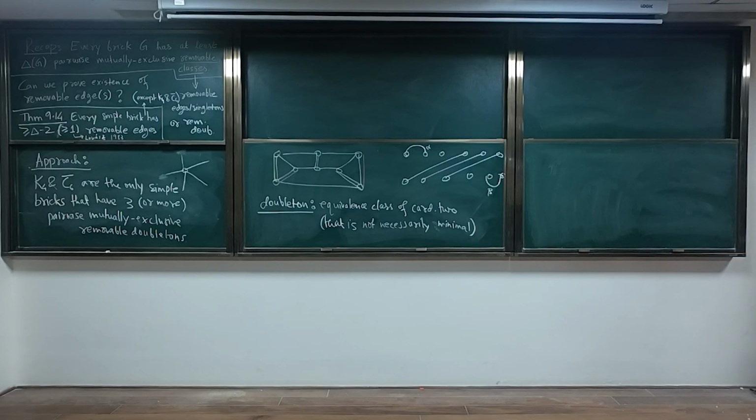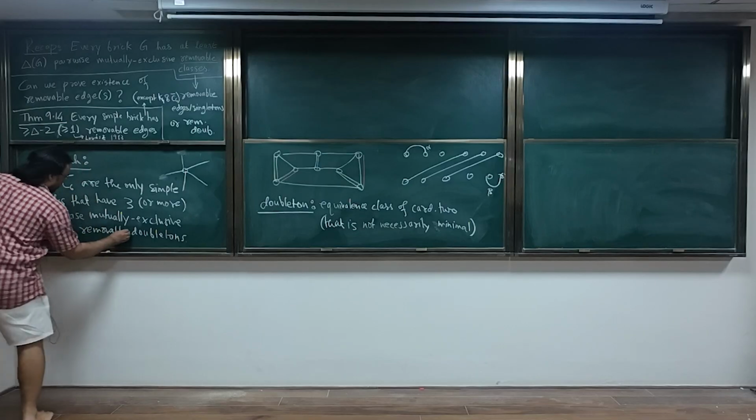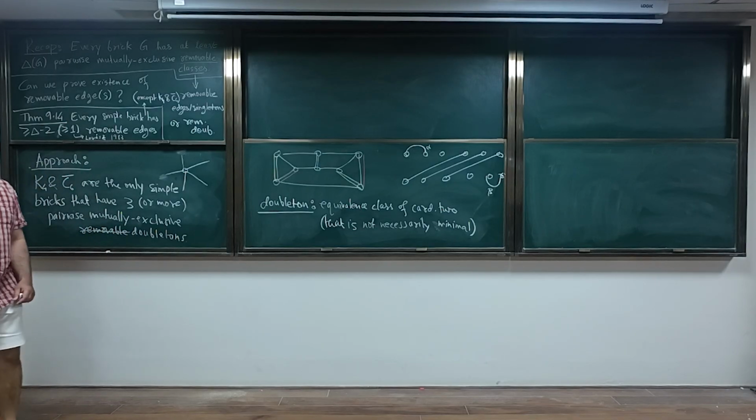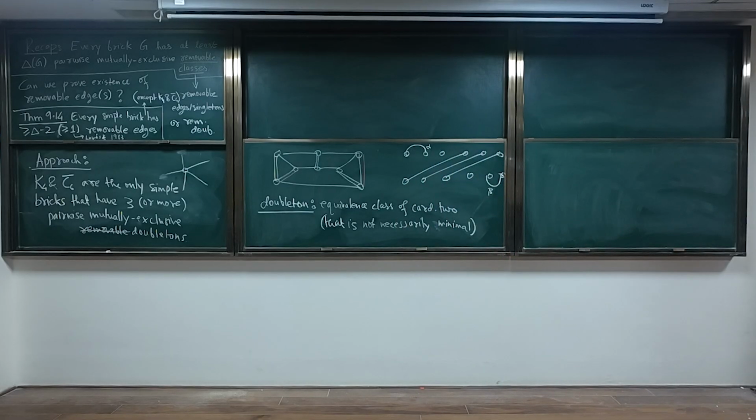So what we will prove is that we won't need the removable assumption. If you have a simple brick with 3 pairwise mutually exclusive equivalence classes of cardinality 2, then the graph is either K4 or prism.